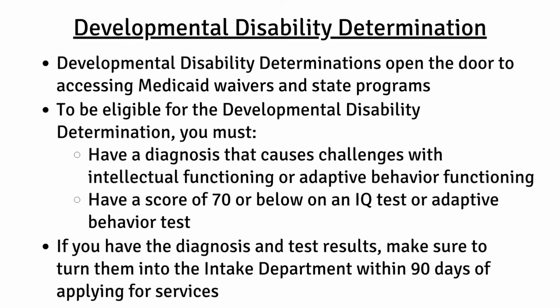Developmental disability determination. Developmental disability determinations open the door to accessing Medicaid waivers and state programs. To be eligible for the developmental disability determination, you must have a diagnosis that causes challenges with intellectual functioning or adaptive behavior functioning, and have a score of 70 or below on an IQ test or adaptive behavior test. If you have the diagnosis and test results, make sure to turn them into the intake department within 90 days of applying for services.